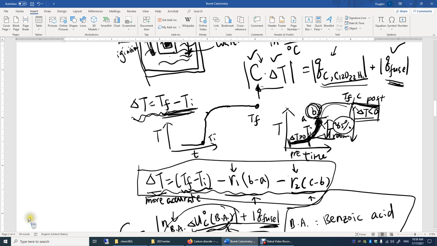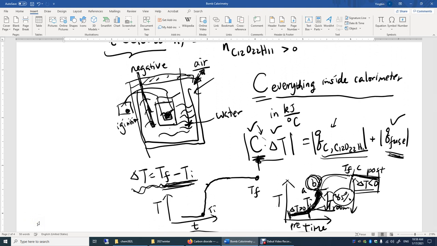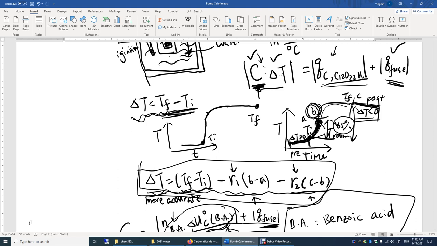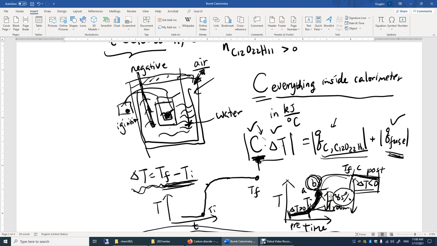Okay, now if we have the C, we get back to here. Now C, assuming C is determined for the sugar combustion, so you'll do several trials for sugar, several trials for benzoic acid. From the trials of the combustion of benzoic acid, you can determine the C. And then you do the sugar trials. You use C times delta T. Again, this delta T should be calculated using this equation if you want more accurate result. And then you get the total amount of heat released from sugar and from fuse wire. So you need to know this Q fuse as well. And then you can determine the Q released from the combustion of sugar.